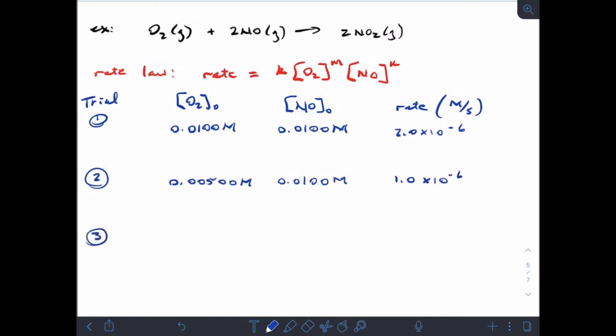And then in trial 3, we come back to the original concentration of O2, and we change the initial concentration of NO. So we're starting with different initial amounts of our two reactants in each trial. And we find out that the rate for this particular set of conditions is times 10 to the minus 7. Okay? So take a look at what we have going on here.